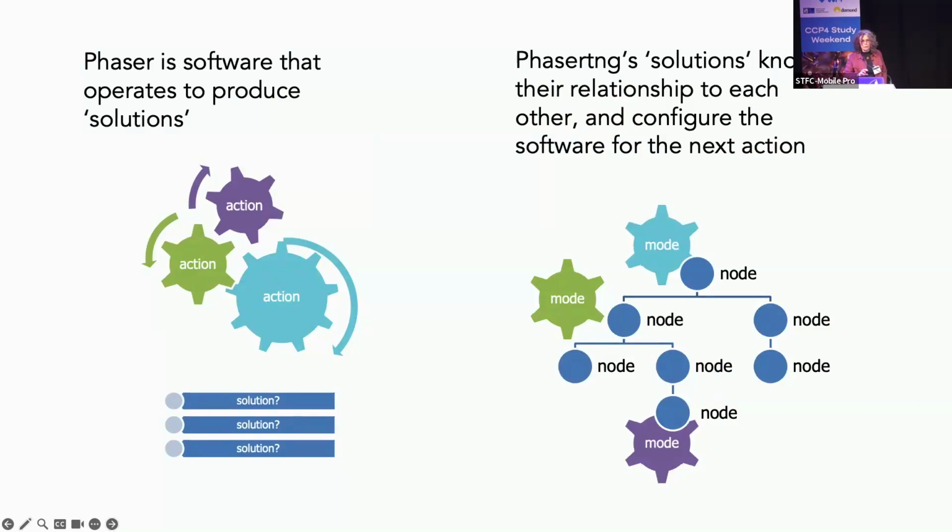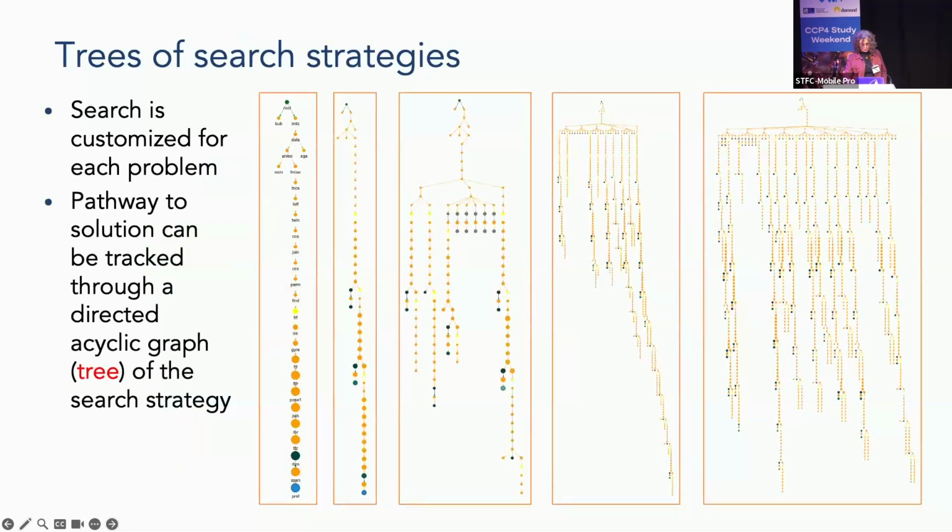So you can track through these complicated pathways with the solutions, knowing where they are, where they've come from, and where they're going to as part of the pathway. And so you get these search trees of strategies as a result of Phaser TNG. The search is customized for each problem automatically. And the pathway to the solution can be tracked through these directed acyclic graphs, or a tree of the search strategies.